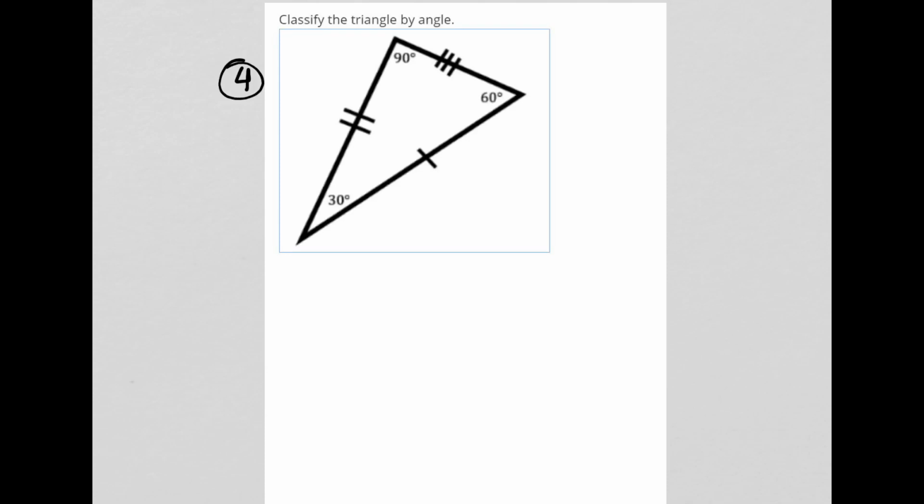So we're going to come into number 4, classifying by angle as well. My first angle is 30, which is less than 90, so that's acute. My second one is 60, which is less than 90 again, so it's acute. And my third one is 90 degrees, equal to 90. So because there is one equal to 90, that means this is a right triangle.